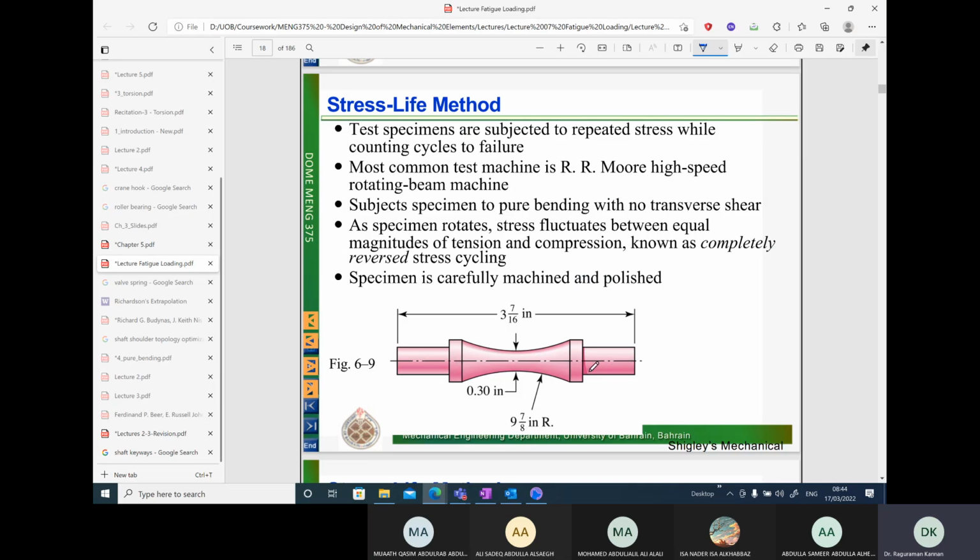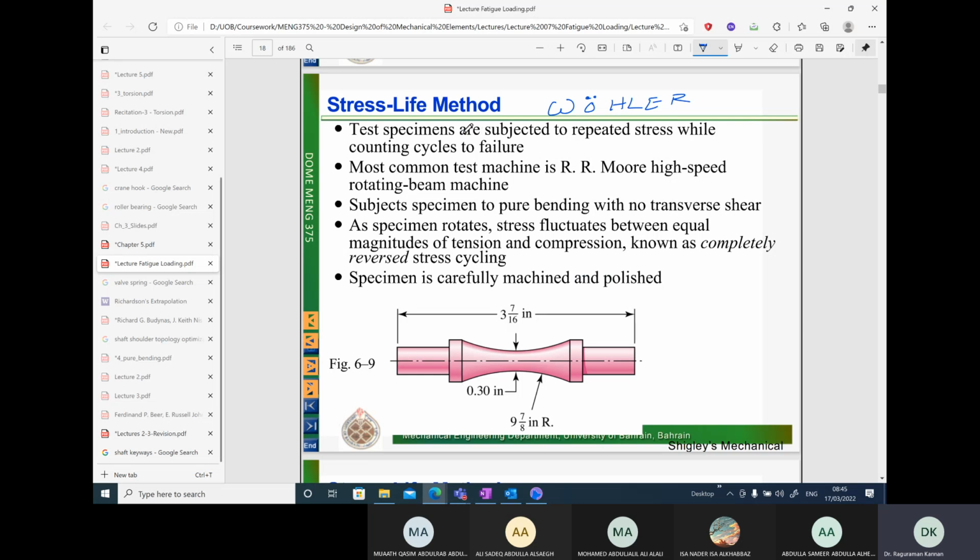To conduct an experiment for the stress life method, the first person who did so was a German engineer by the name Wöhler. And the experimental results, the results which we get out of the experiment, are also named Wöhler curves. We will see what the experiment is.